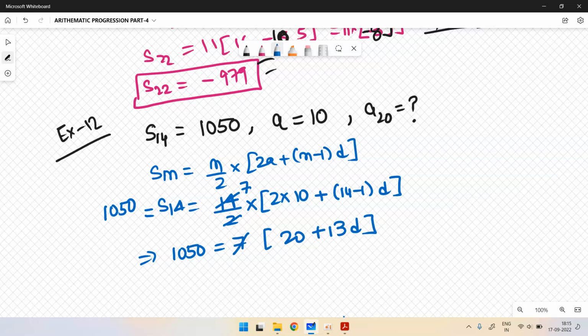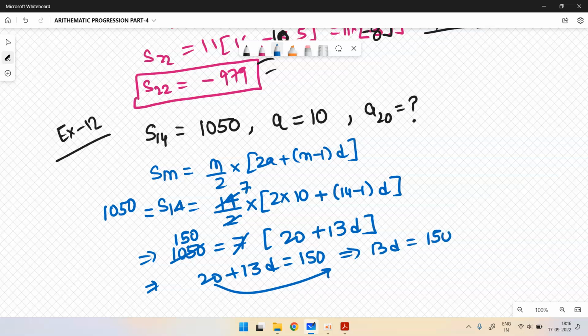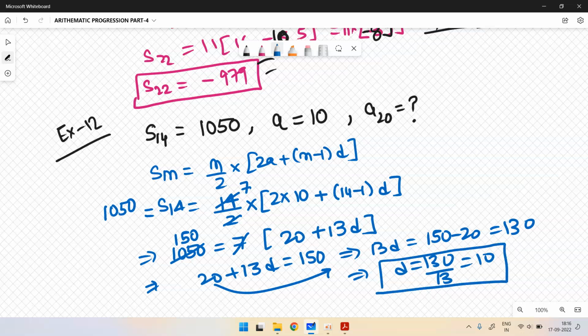If you divide this by this, it is 7 by 35. This is 150, which implies that 20 plus 13d equals 150. If you take 20 to this side, 13d equals 150 minus 20, which is 130. So d is 130 by 13, which equals 10. So d is also 10.